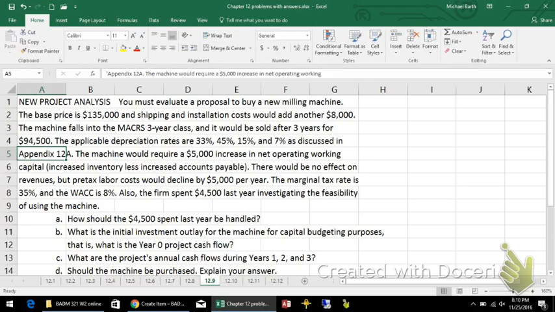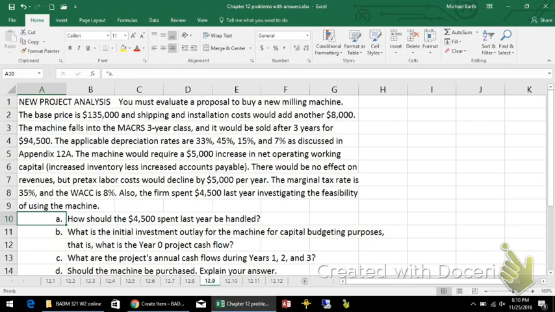Net working capital increase of $5,000, which we will recoup at the end of the third year. And if labor costs decrease by $5,000 a year, that's the same as profits increasing by $5,000. Got a marginal tax rate and a weighted average cost of capital. And then some superfluous information.